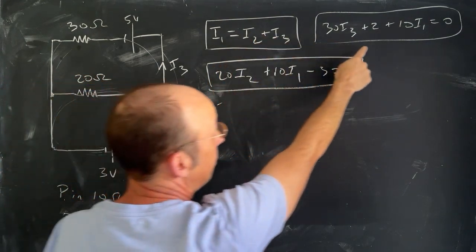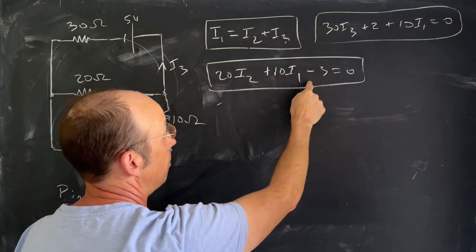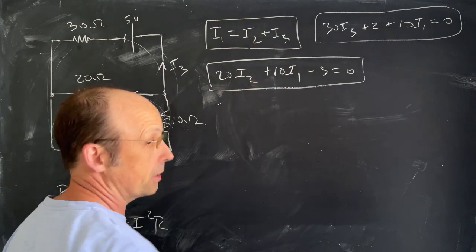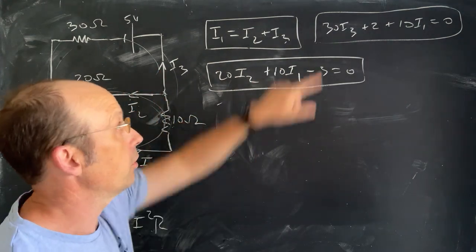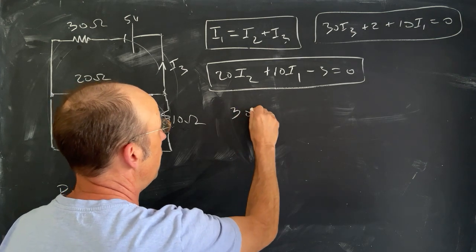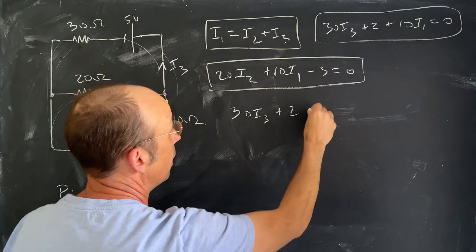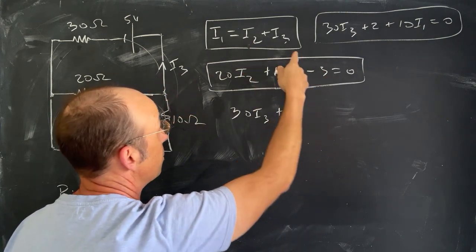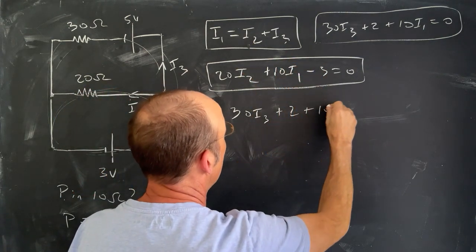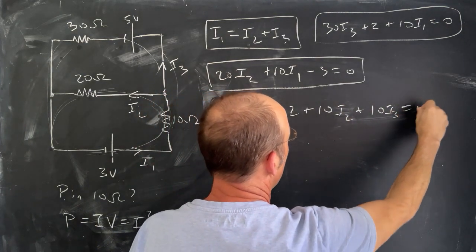I'm going to put in over here I1 as I2 plus I3, and I'm going to put in I1 here as I2 plus I3. So I'm going to get 2 equations, 2 unknowns. Let me rewrite that equation. It's going to be 30 I3 plus 2, and then plus 10 times (I2 plus I3). So it's going to be plus 10 I2 plus 10 I3. I multiplied it out, equals 0.